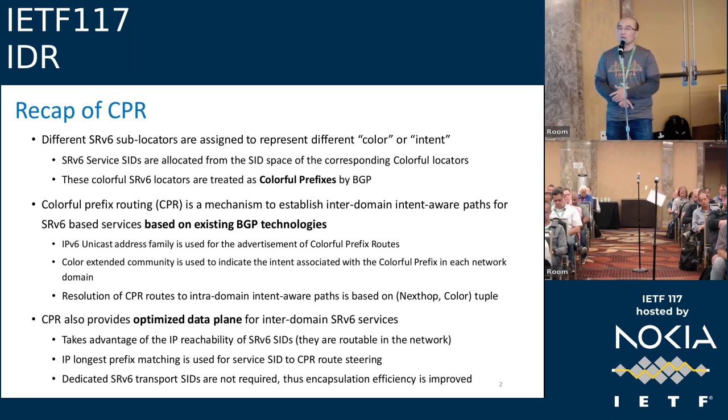The CPR mechanism is actually an informational document. It is a mechanism to describe how to establish an inter-domain intent-aware path for SRv6-based services based on existing BGP technologies. First of all, we are reusing the IPv6 unicast address family for the advertisement of CPR routes. The color extended community is used to indicate the intent associated with the colorful prefix in each network domain. The resolution of the CPR routes to the intra-domain intent-aware path is based on the next hop and color tuple, which is a well-established mechanism in BGP and in SR technologies.